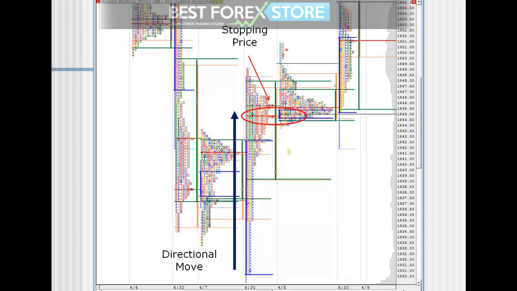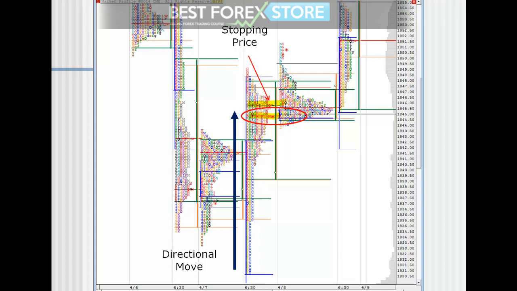So there is my stopping price. In this case, it's not the volume point of control, it's the one above it. They're usually both quite close. I tend to rely more on the volume point of control as the stopping price, more so than the time price point of control.